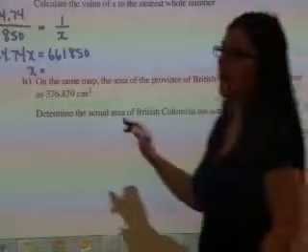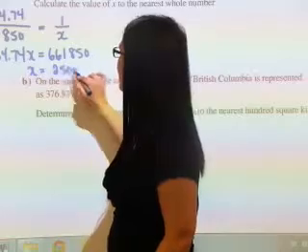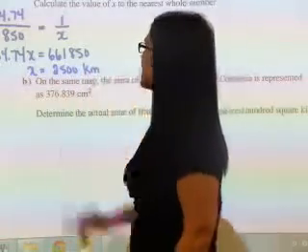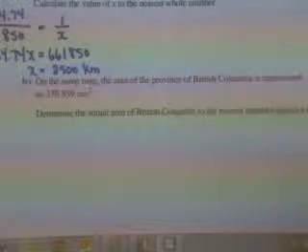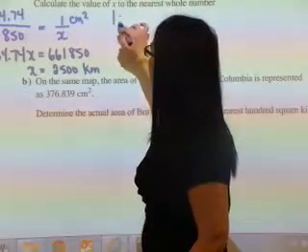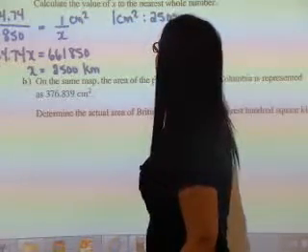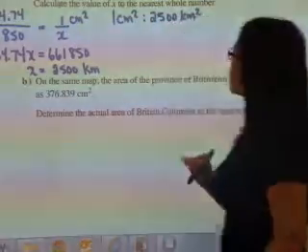2,500. Exactly 2,500? And this is going to be 2,500 kilometers, right? Right. So 1 square centimeter is equivalent to 2,500 square kilometers.